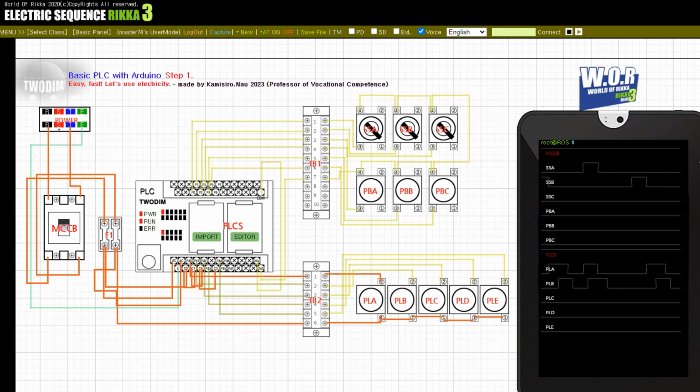Input on, SSA. Input off, SSA. Input on, SSA. Input off, SSA. Input on, SSB. Input off, SSB. Input on, SSB. Input off, SSB.